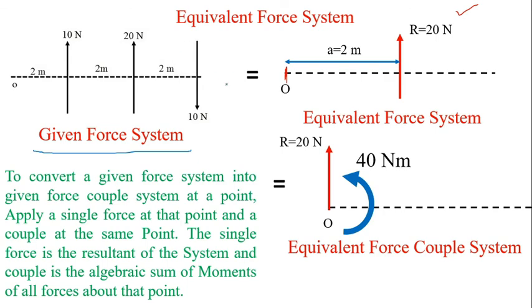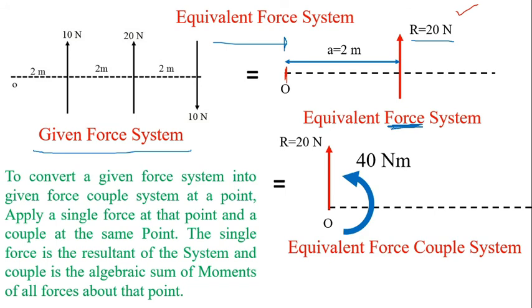Now these forces have a resultant of 20 Newton, which is acting at a distance of 2 meters from O. It means that we can replace the given system by a single force as shown in the figure, a 20 Newton force, which is acting at a distance of 2 meters from O. Now here both the systems are equivalent systems. So this type of conversion of a given force system into a single force is called an equivalent force system.